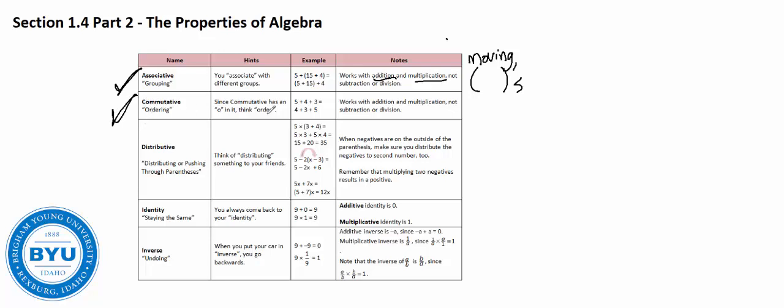The commutative property, now that has the word co in it. The commutative property is all about order. You can change the order of things. Since commutative has an O in it, think of it as order. We could do 5 plus 3. That's the same as 3 plus 5. That right there is the commutative property. It allows you to switch the order of things. Commutative has an O, and it's got 2 things, and we're switching the order.